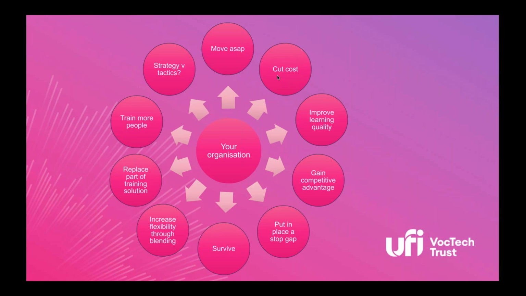This is a fairly random selection of objectives, the kind of things I've come across over the last many years. So you might want to improve learning quality. You might want to put in place a stopgap. You might want to just survive, frankly, gaining competitive advantage, train more people, and so on and so on.